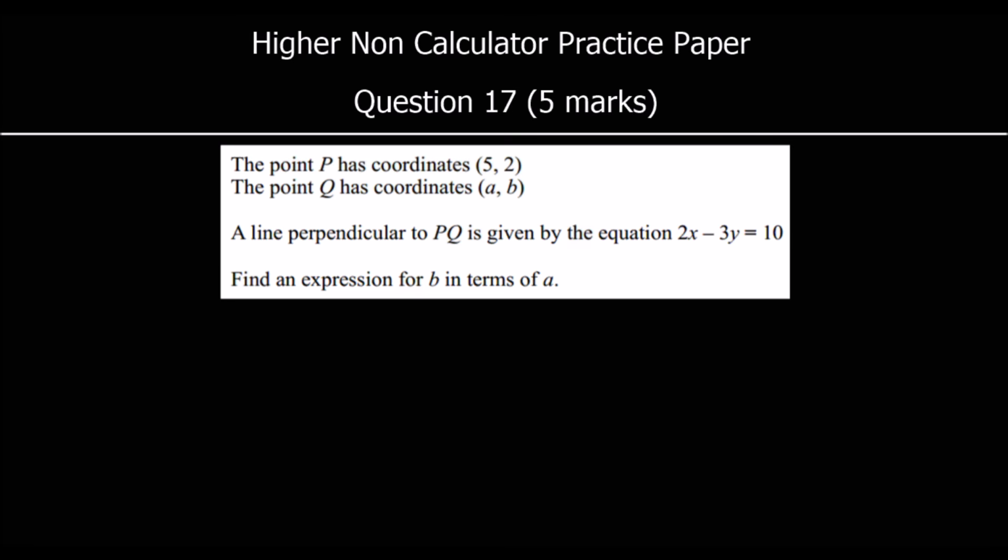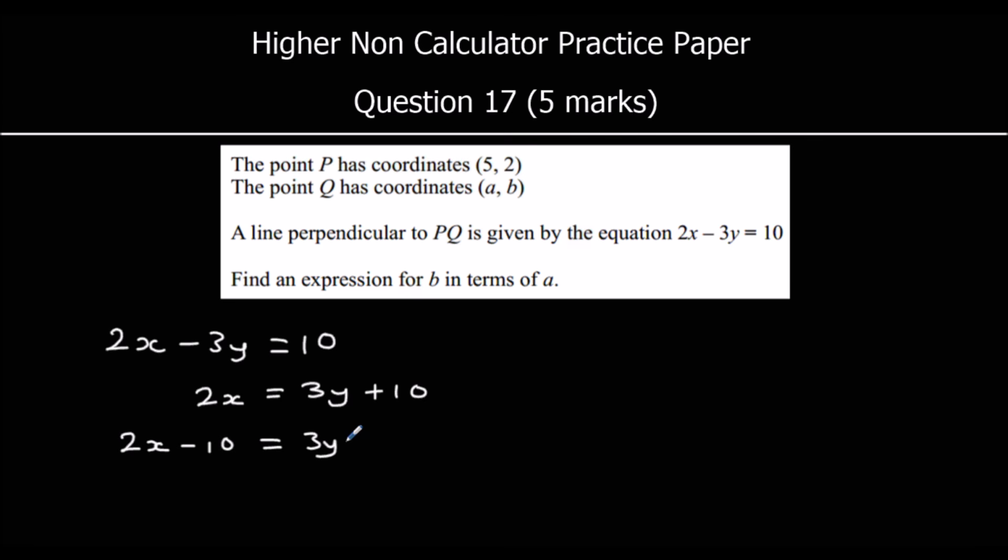So again, we're given the equation of a perpendicular line, which means we can work out the gradient of our line. So to do that, we're going to get it into the form y equals mx plus c. So I've got 2x minus 3y equals 10. I'm going to plus 3y to both sides, because I want y to be positive. So 2x equals 3y plus 10. Take away 10 from both sides, and then divide every term by 3.